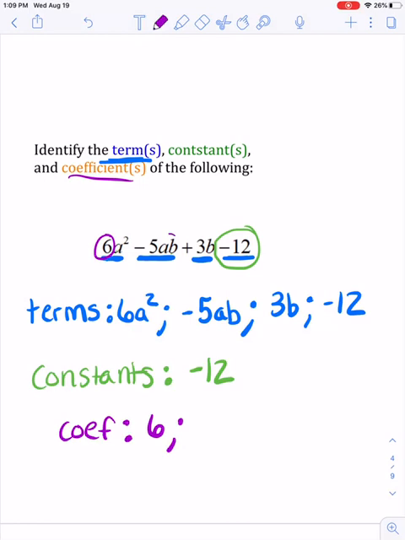How many ab's do I have? Well, I have negative 5 of them. How many b's do I have? Well, I have 3 of them. And 12 is a constant, so it can't be a coefficient. So here's just a quick example going over those vocab words.